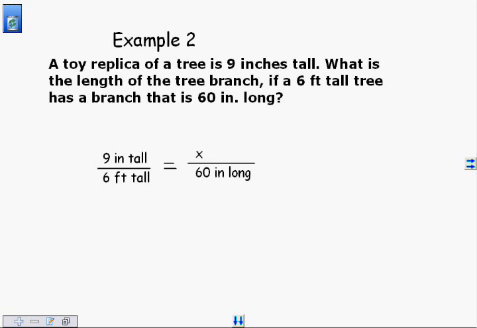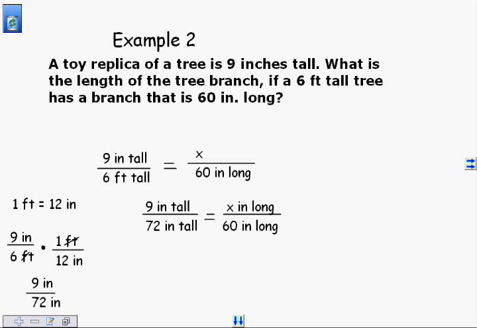And for the toy, we don't know the length of the branch, but for the big tree, we know that the branch is 60 inches long. What I have right here is a whole bunch of inches and 1 foot. So we're probably going to want to change that foot to inches because you need all the units the same. So you write down what you're going to use. 1 foot equals 12 inches. That's our conversion. We're going to take 9 inches over 6 feet and multiply by the conversion factor, 12 inches over 1 foot. Remember, you want the feet to be diagonal from one another because that's what you want to get rid of. Now we've got inches and we can multiply straight across.